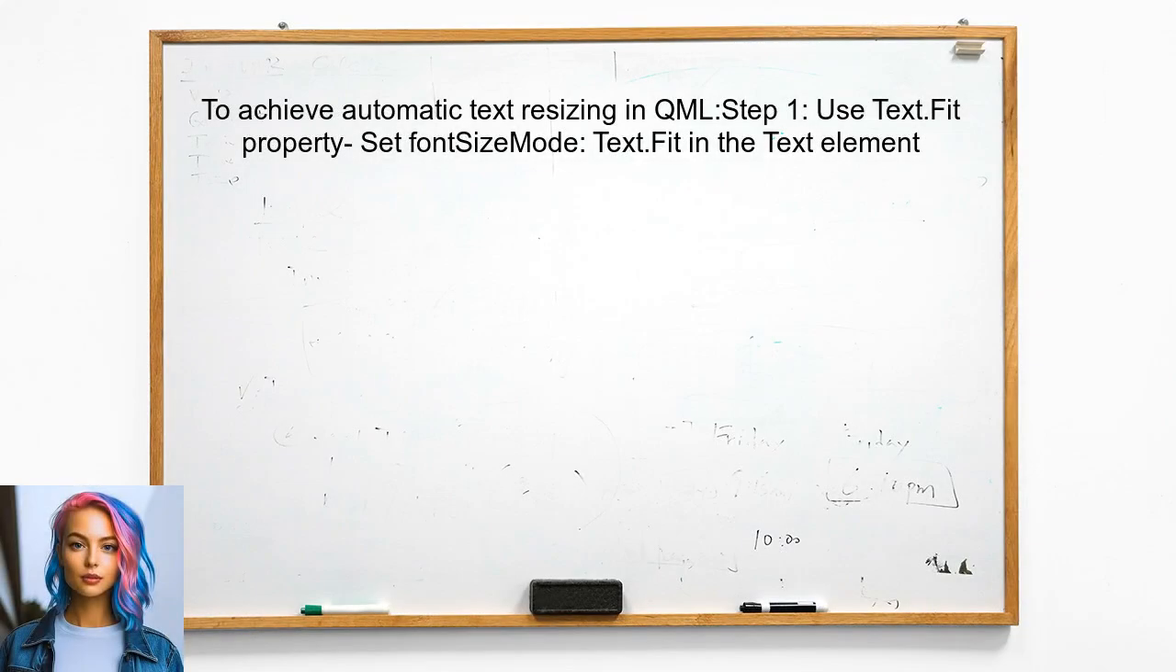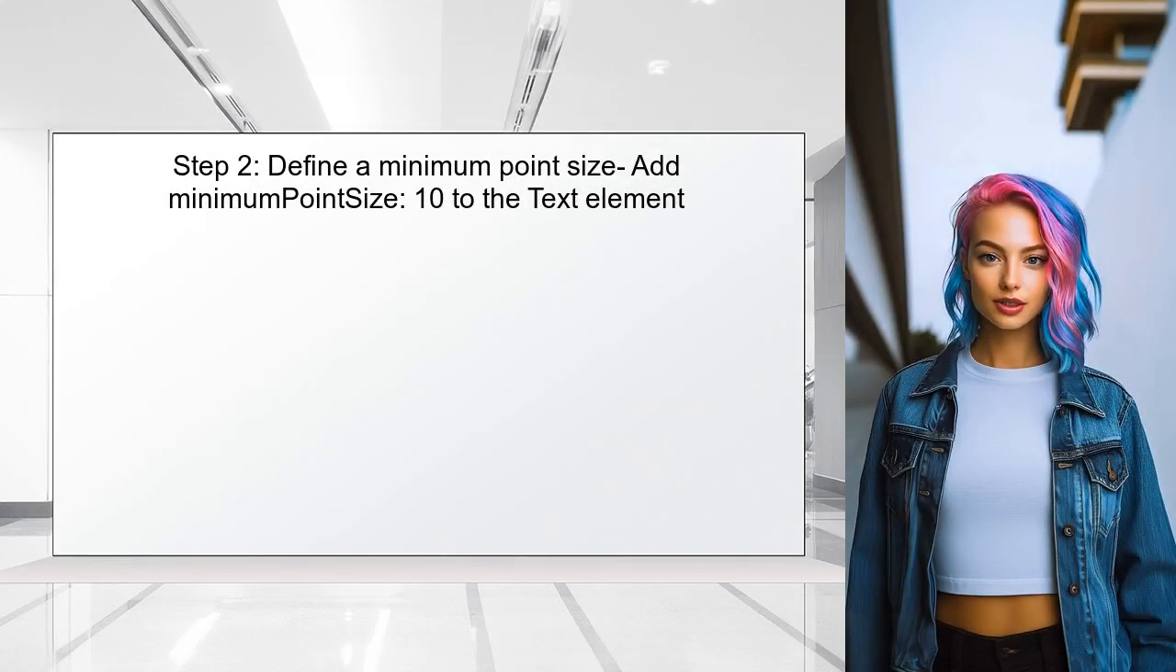To achieve automatic text resizing in QML, the user can utilize the text fit property. This property allows the text to adjust its size based on the available space. Next, the user should define a minimum point size for the text. This ensures that the text does not become too small to read.